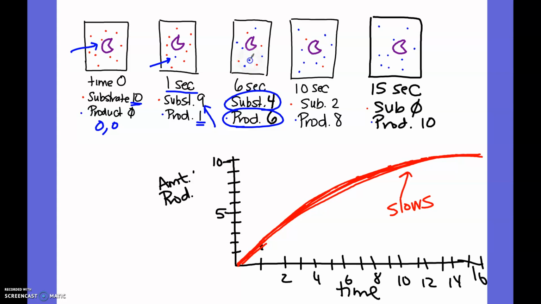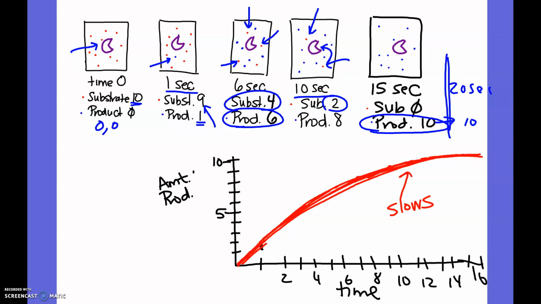But notice, since I'm doing this in a beaker, there's nothing going on to take away the product. So what's happening now is it's becoming harder for the enzyme to bump into the substrate because the product is getting in the way. At 10 seconds, I only have 2 substrates left, here and here. Will the enzyme break them down? Sure, but it may take some time before that substrate randomly ends up in the right spot because you have all this product in the way. And eventually, you've made all 10 products at 15 seconds, and if you were to check at 20 seconds, you would still be exactly the same because there was only 10 substrates. So once you get to 15 seconds, it's going to flatline.